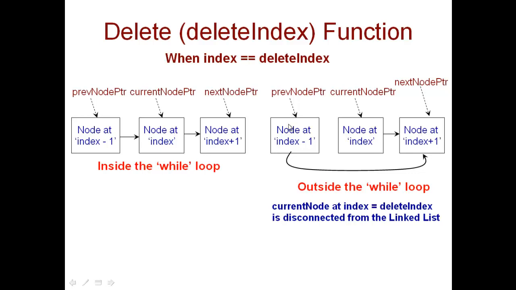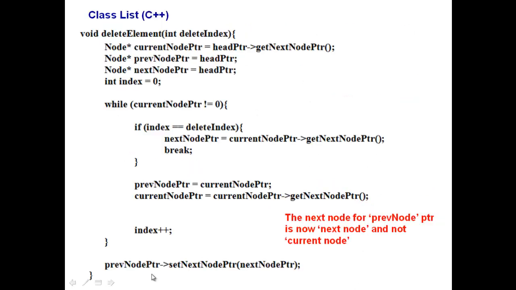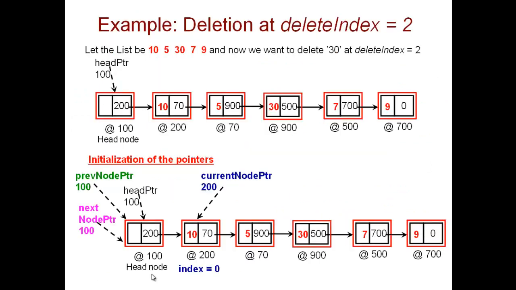We can accomplish that by setting the next node pointer value for this data node, which currently has the address of the node at index. We will reset that to the address of the node at index plus 1. And you remember the addresses of the nodes are stored in this pointer. So the previous node pointer's next node pointer will be set to the next node pointer value here. That way you are delinking this current node. That's what we'll be doing in the code. So let's look at the code and we'll go through this example along with it.